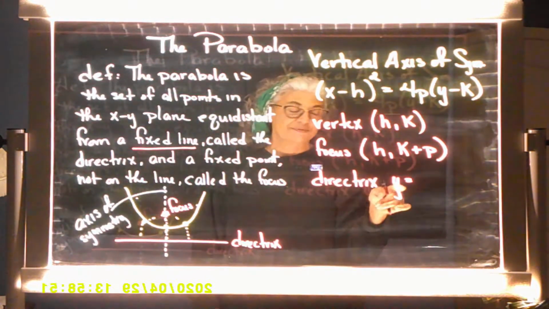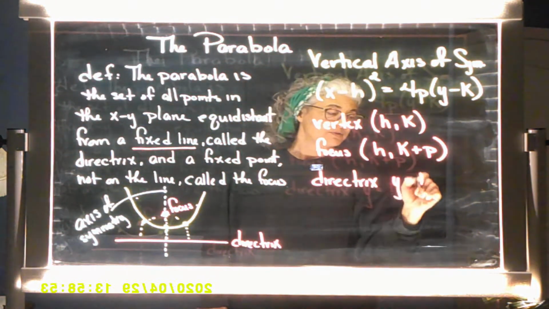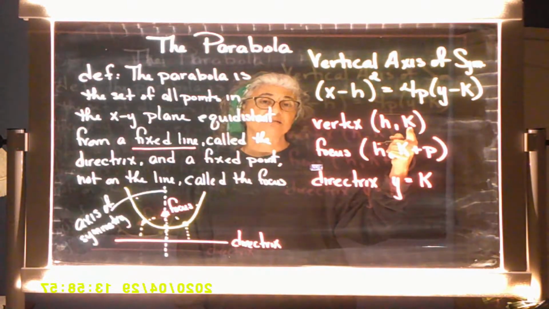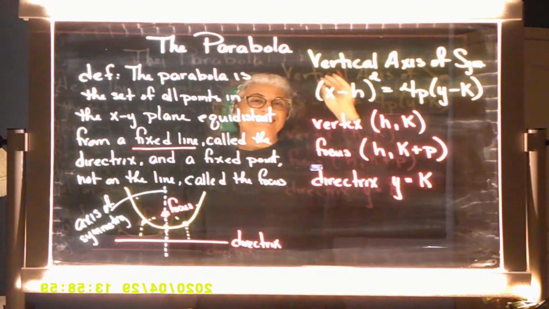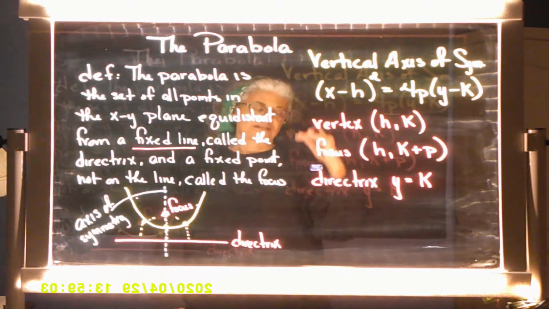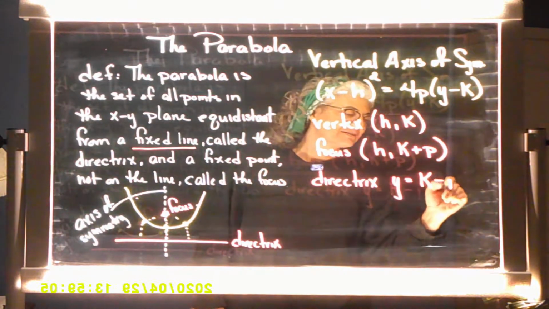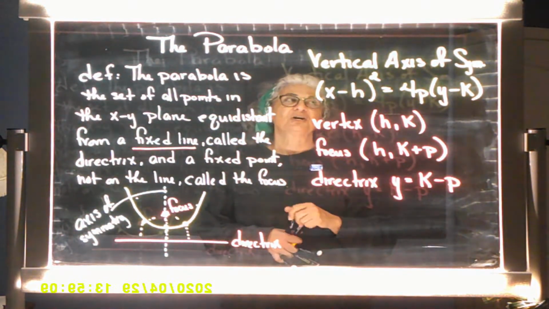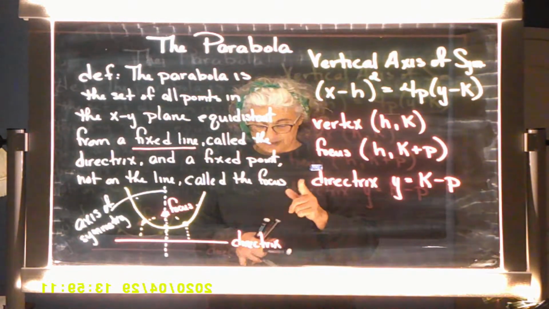Now, since the focus is inside, we added this value p, correct? Good. And I'm still talking about the y, which means I'm talking about the value of k, because k is my y. And since the focus is inside and we add, to get the directrix, we're going to subtract that value of p. Cool? Okay, hang in there.